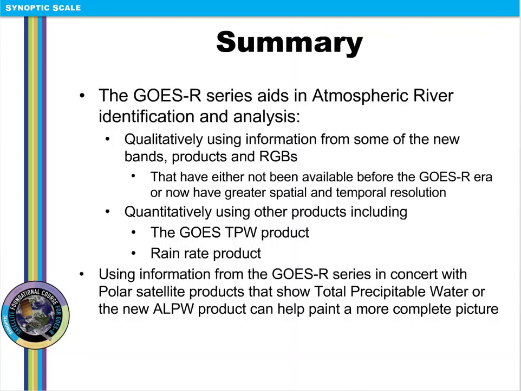In summary, the GOES-R series aids in atmospheric river identification and analysis qualitatively by using information from some of the new bands, products and RGBs, and quantitatively by using other products such as the GOES TPW product or the rain rate product. Of course, using information from the GOES-R series in concert with polar satellite products that show total precipitable water or the new ALPW product can help paint a more complete picture.